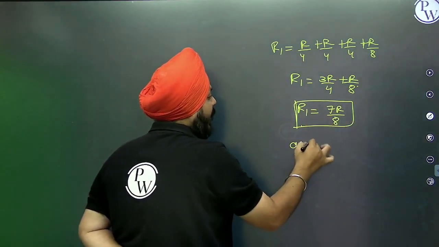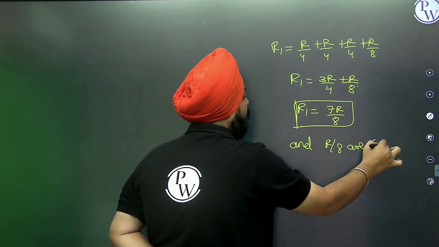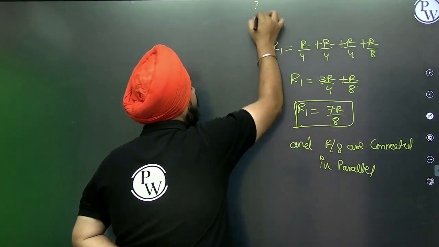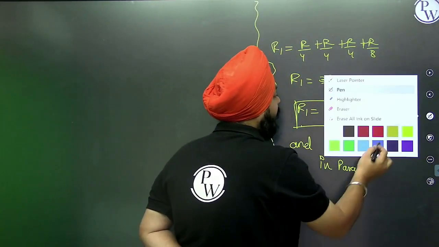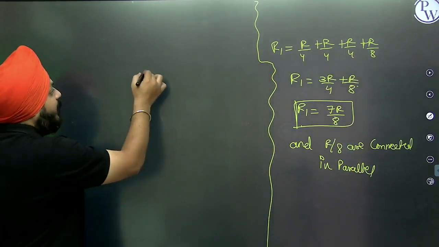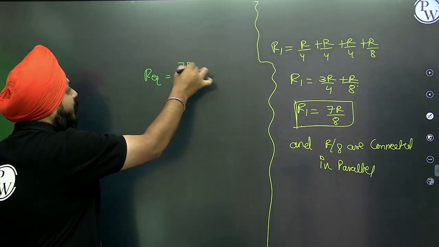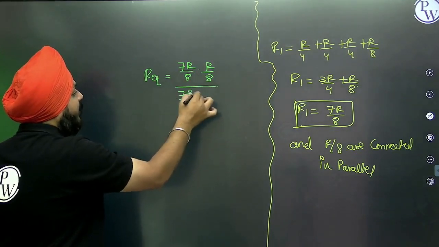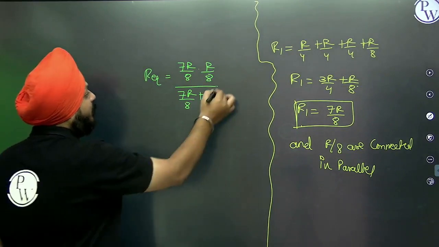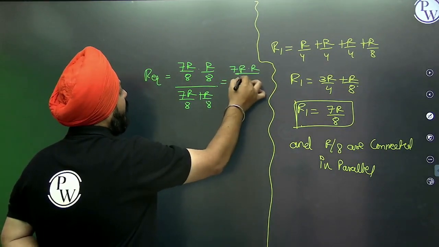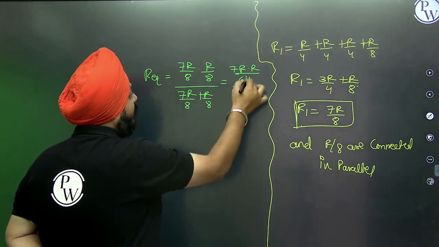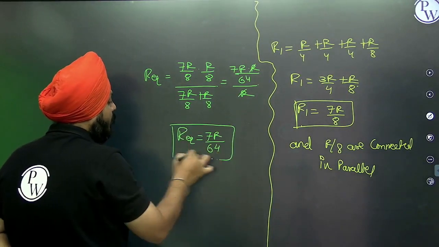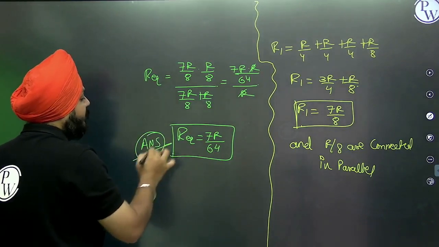Now 7R by 8 and R by 8 are connected in parallel. So how are you going to find the equivalent resistance? R equivalent is equal to 7R by 8 times R by 8, whole divided by 7R by 8 plus R by 8. This is going to be 7R squared by 64, divided by 8R by 8, which is R. One R gets cancelled. R equivalent, you are going to get as 7R by 64. And this is the perfect answer for this specific question.